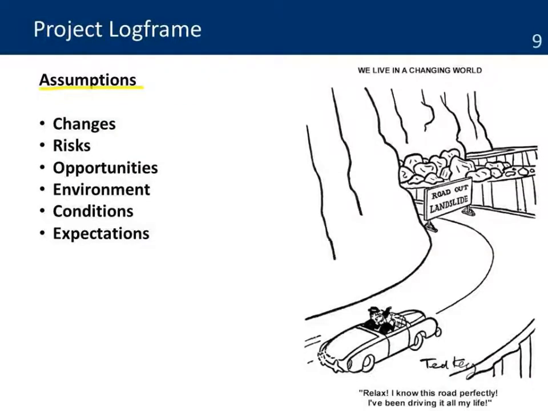The fourth column is the assumptions. That's where we put anything related to changes in the environment, risks, opportunities, conditions, and expectations. It is an important column because it conditions what's going to happen in the project. If these conditions change, then the design of the project might have a problem.